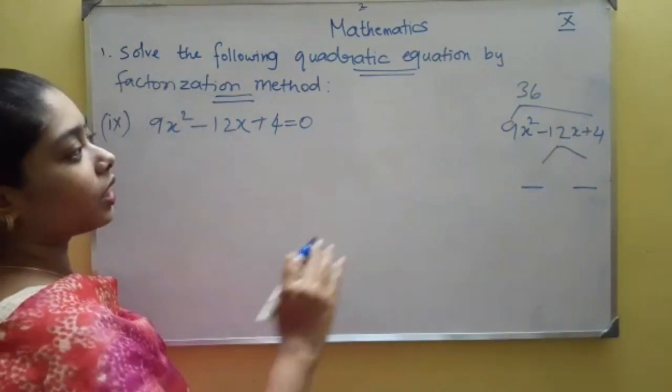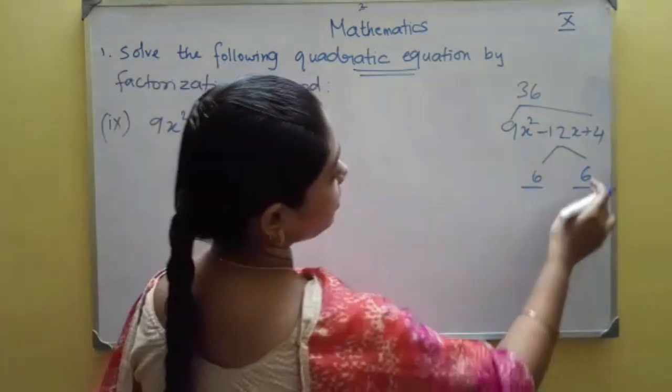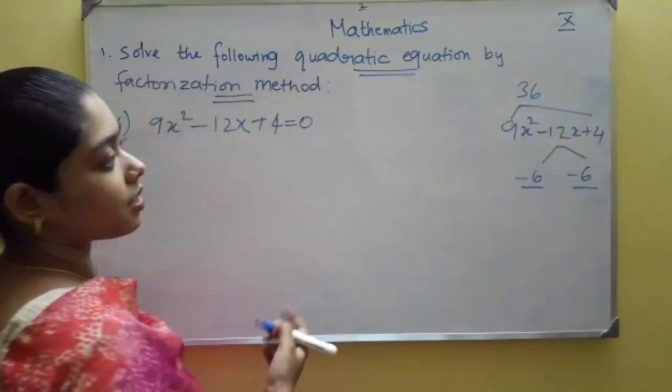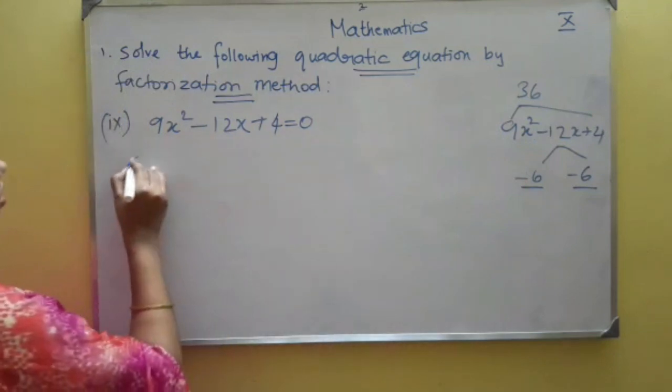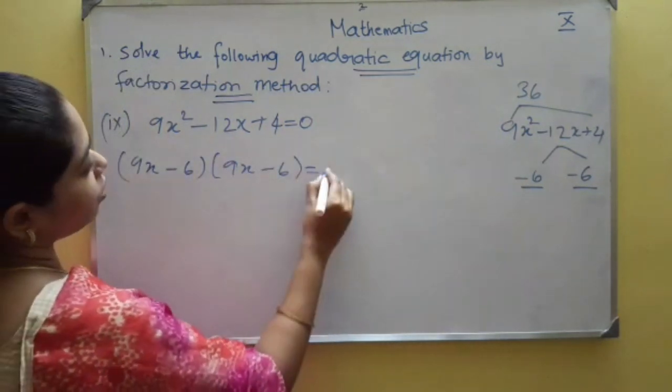And if you start with the 3 table, 4 table, I can easily get to the 6 table. 6 6s are 36 and this addition gives you minus 12, no? And minus 6 into minus 6 is positive 36. So here x square coefficient is 9. So 9x minus 6, 9x minus 6 equal to 0.